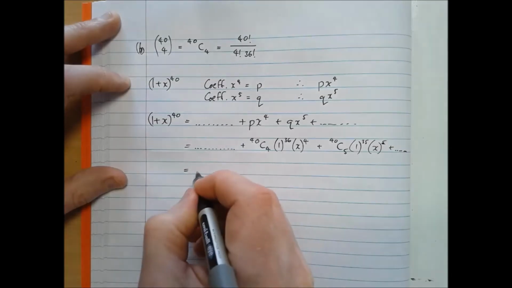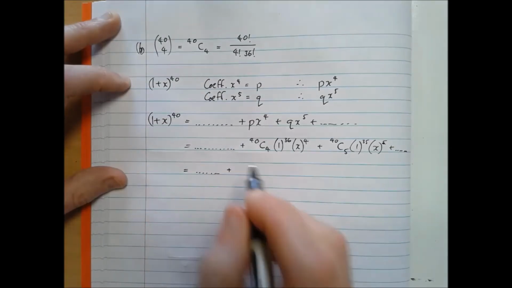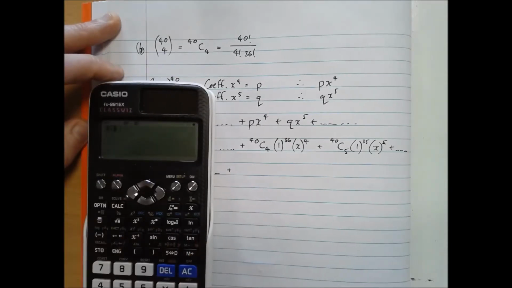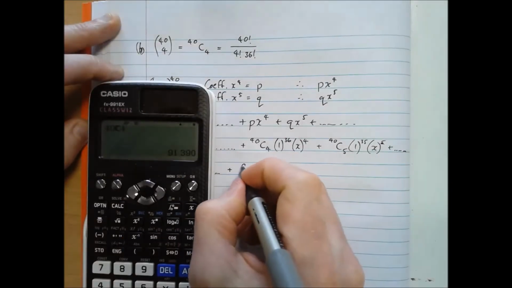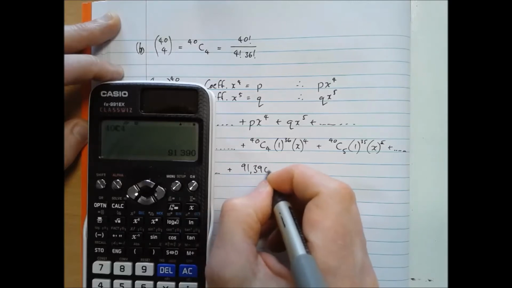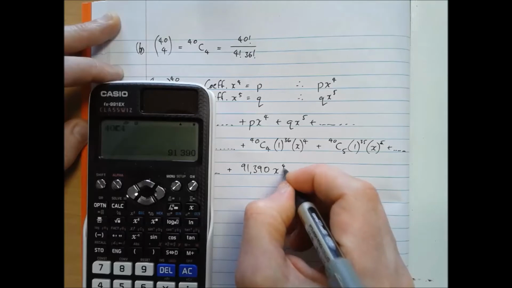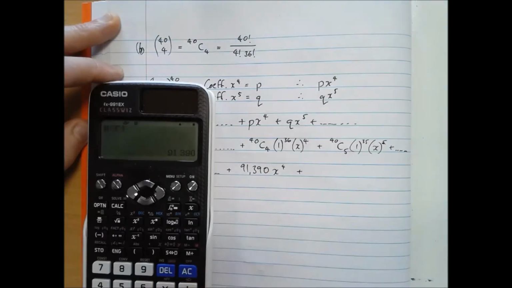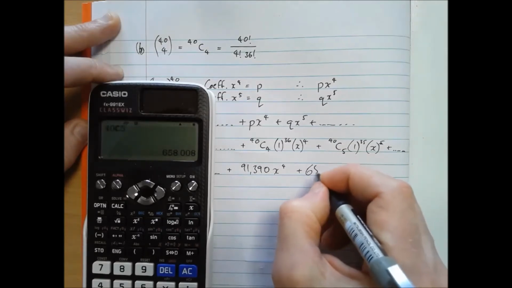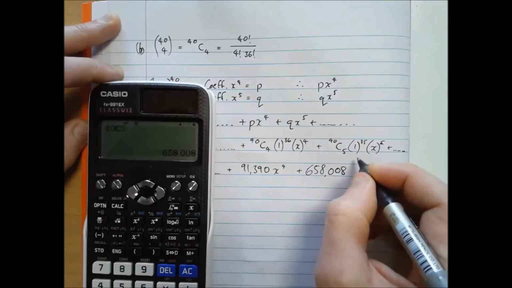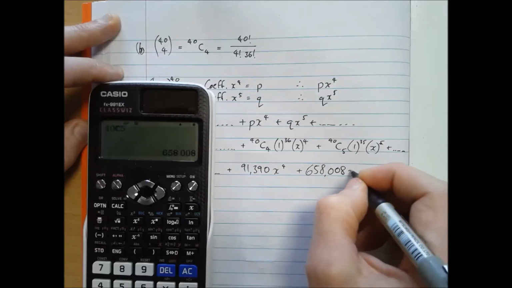Okay, let's tidy that up a little bit then. So 40C4 is 91,390. 1 to the power of 36 is just 1, x to the 4. And 40C5 is 658,008. 1 to the 35 is just 1, x to the 5.